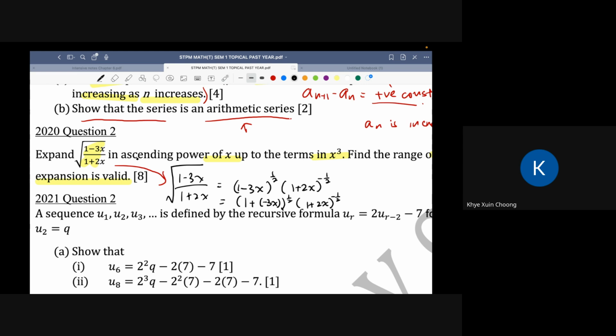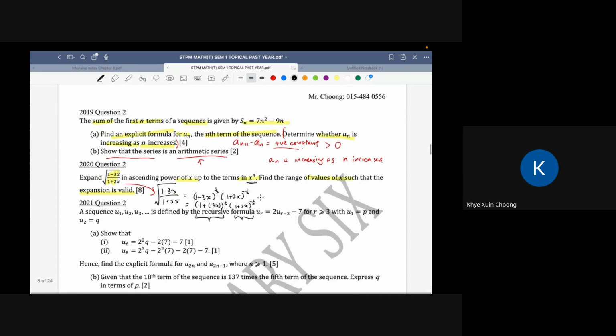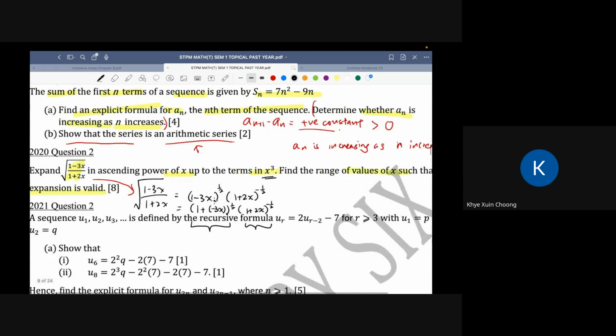It says that it wants you to expand up to the term in x cubed, right? Then this one you expand until x cubed, and this one you expand until x cubed. Later you multiply them together. You only write the terms up to x cubed. If you get x to the 4, x to the 5, x to the 6, you don't need to write them. Okay, so you can try to do this question by yourself.